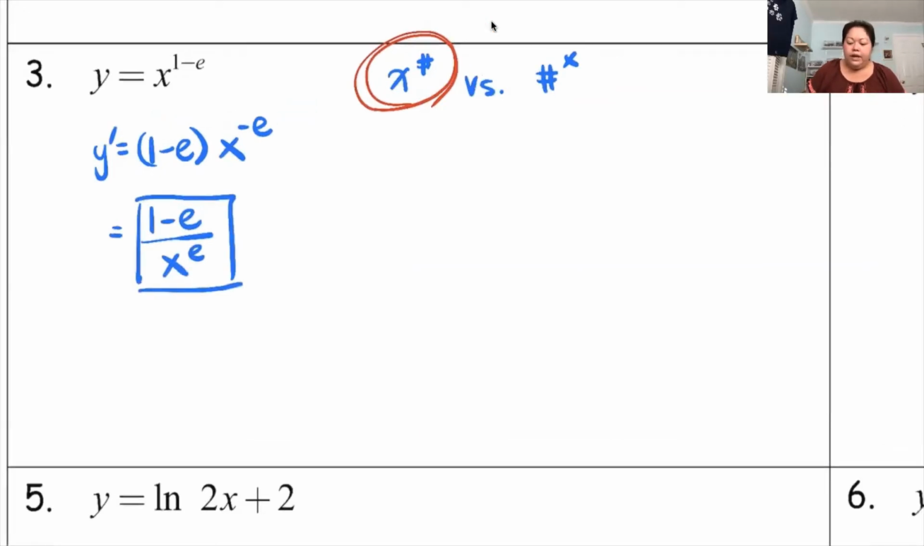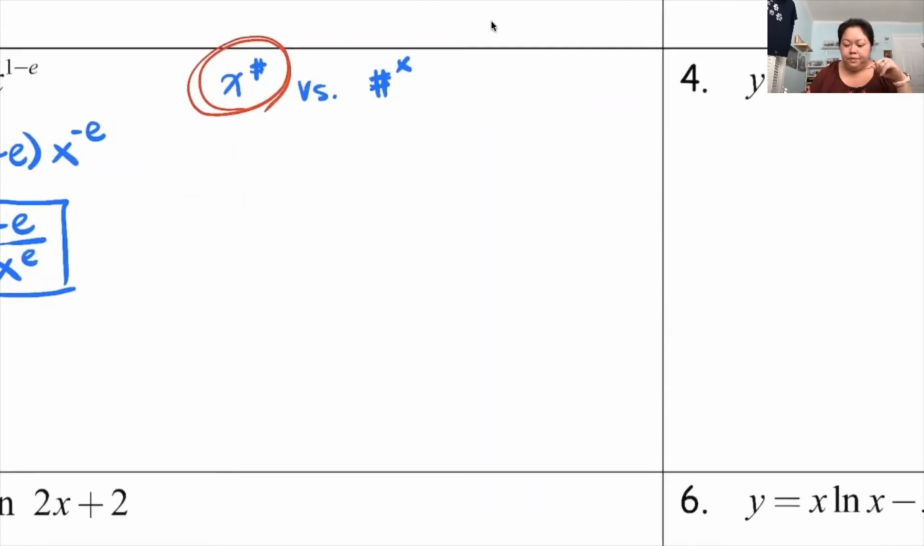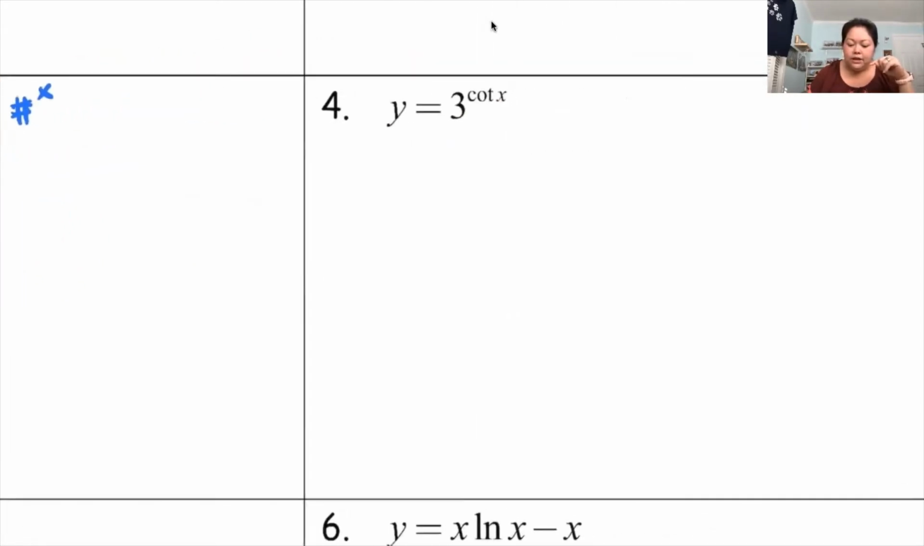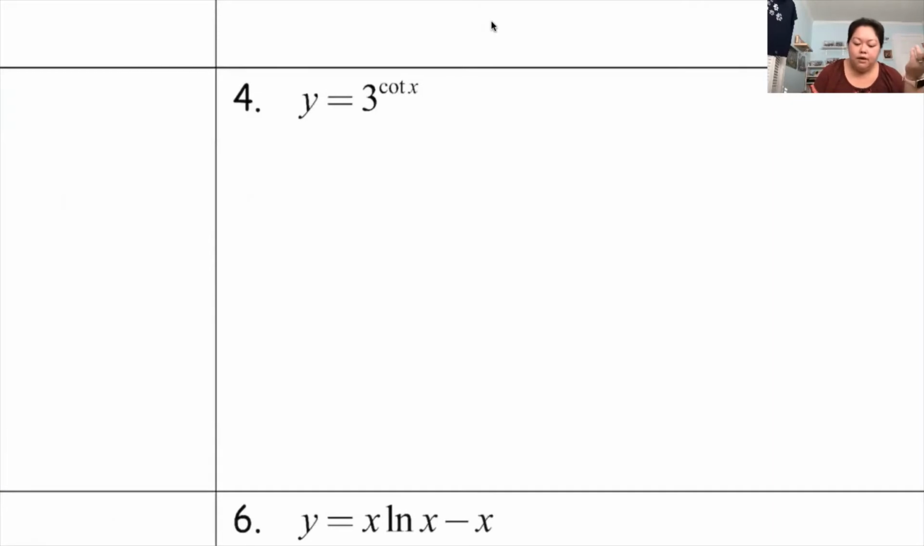When it is a number base to a variable exponent, then we have to use the formula we have up top in this lesson. So that's actually the next one here. We have y equals 3 to the cotangent x. See how my variable is in my exponent? My base is a number here, so we can use the formula.